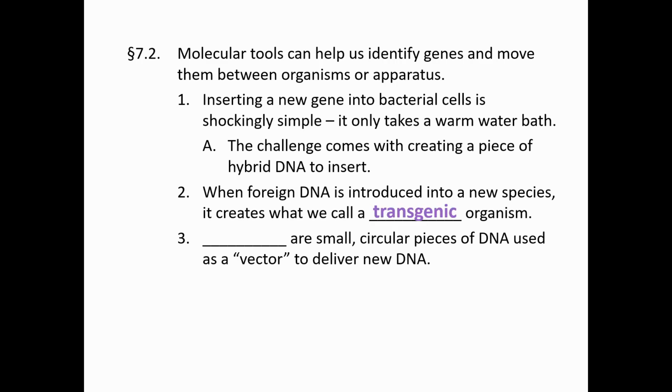Now, when we take DNA from one organism and put it into another, from one species to another, we call it transgenic. So the organism is now a transgenic organism, meaning it has DNA from two different sources. And those plasmids I just mentioned are little circular pieces of DNA that we use as a, quote, vector to deliver new DNA. So think of it as just a way to deliver DNA from one organism to another. This is what we used when we transformed our bacterial cells with a new gene. We used plasmids that were made in a lab by someone else.